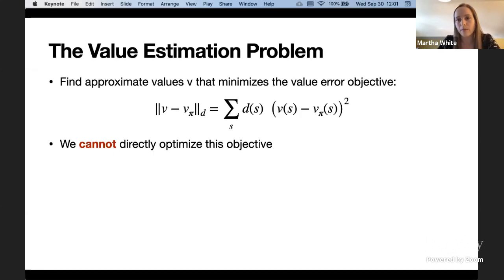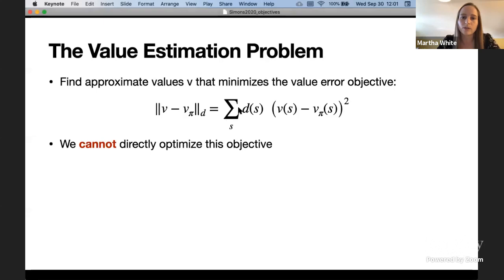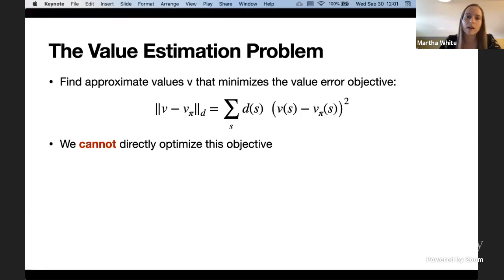If we could, we'd minimize this value error objective, but we can't actually directly optimize this objective. And usually in this objective, we're also going to have this weighting over states where the weighting is given by some D that tells me how I want to trade off my function approximation resources. Okay, so we can't directly optimize this objective. So a lot of questions that arise for the value estimation problem is, well, then what objective should we use?